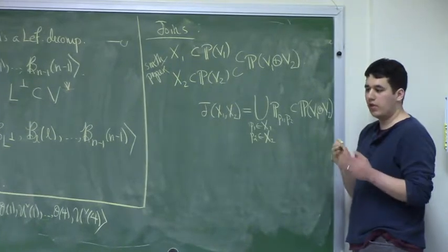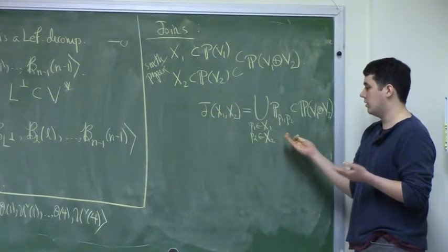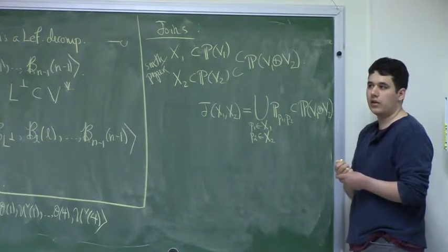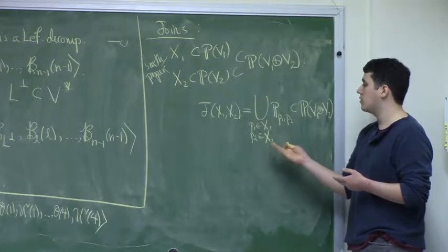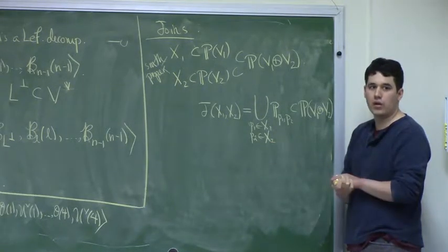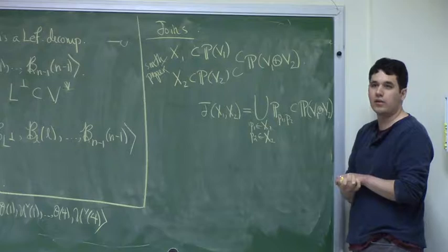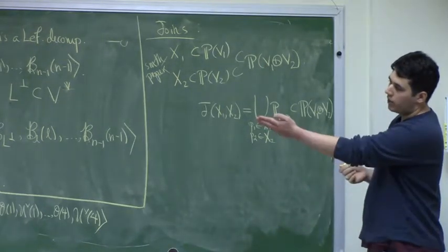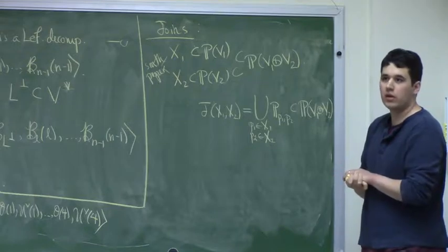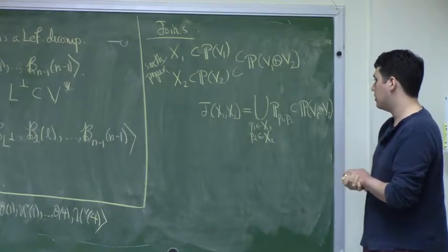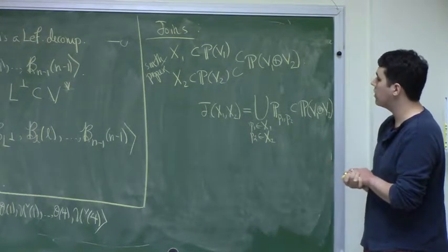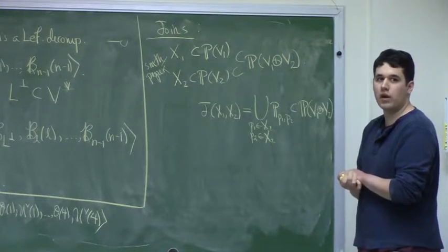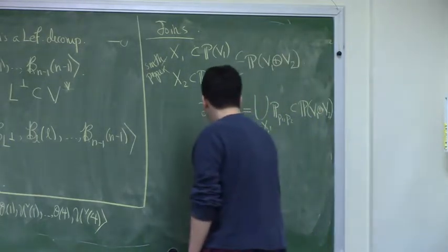And maybe the very first thing to mention is that typically this thing will be singular. For instance, if X2 is just a point, we're just taking the cone over our variety, which is almost always singular. That's similar to the way that the projective dual is usually singular. And so it'll be useful to know that there's a canonical resolution of this variety. So let me tell you about that now.